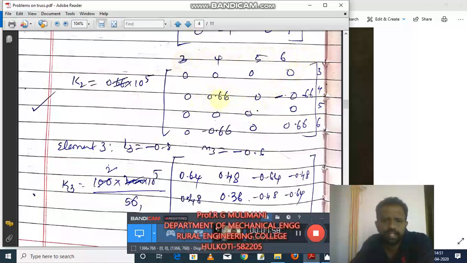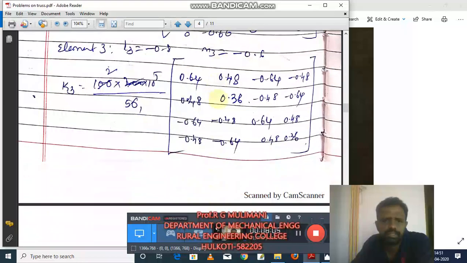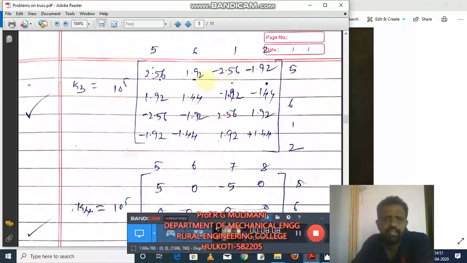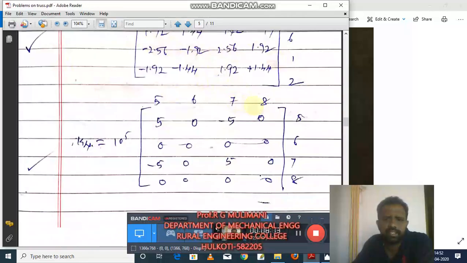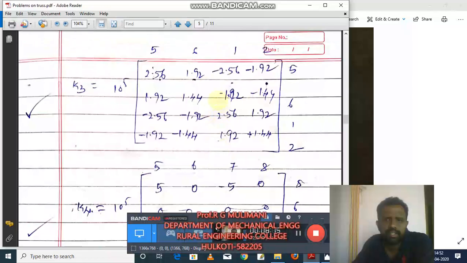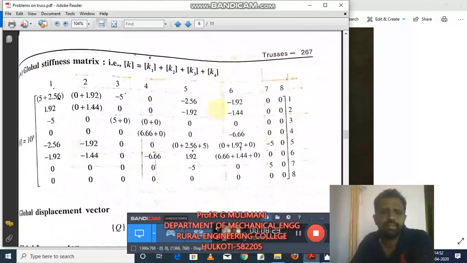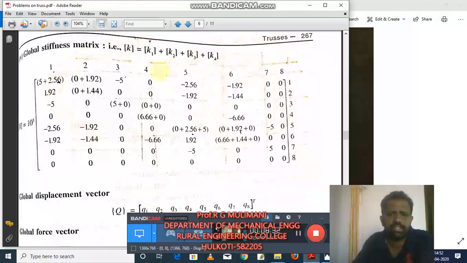For example, if you take this 0.66, what is the position of this 0.66? This is 4th row and 4th column. Okay, similarly you substitute all the elements in the global stiffness matrix. For example, if you take this 1.92, it will occupy 6th row, 5th column, and this 2.56 will take first row and first column. Okay, substituting all the values, this is the global stiffness matrix.